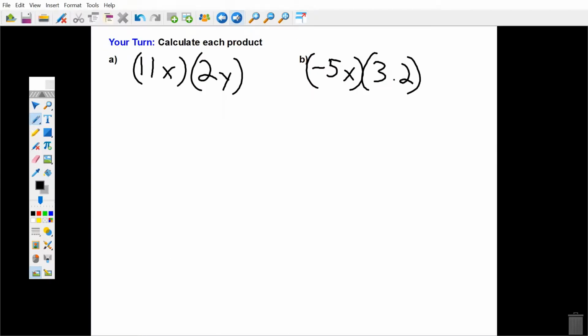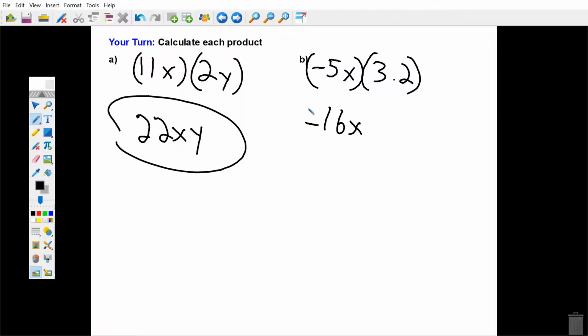Once again, please pause and try these two on your own. The answers are 22xy, and over here 5 times negative 3.2 is negative 16. Here we have an x with the 5, but we have no variables with the 3.2, so it becomes negative 16x. And those are our two answers.